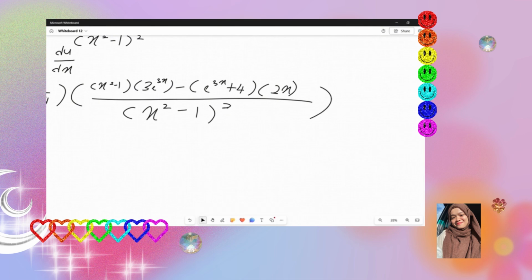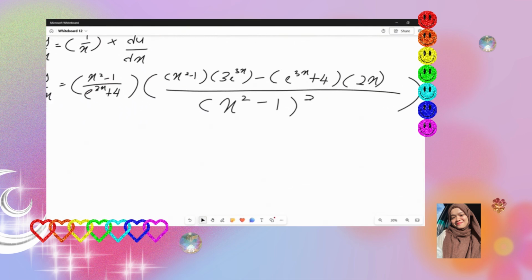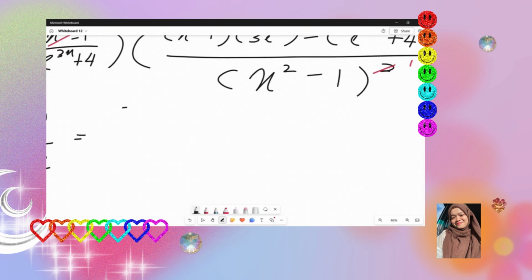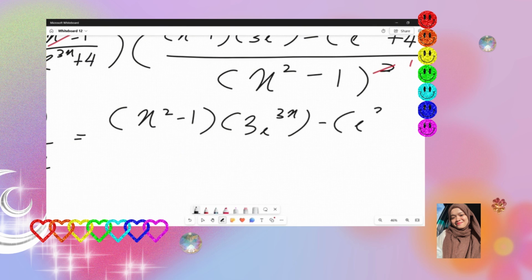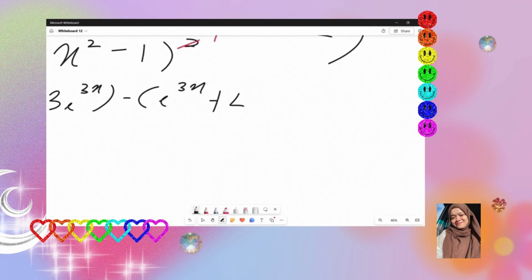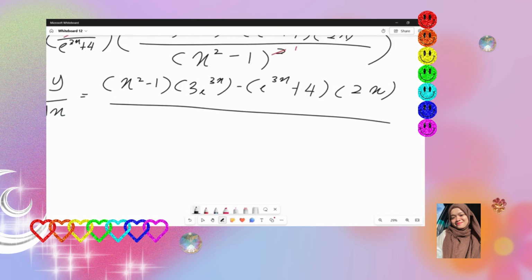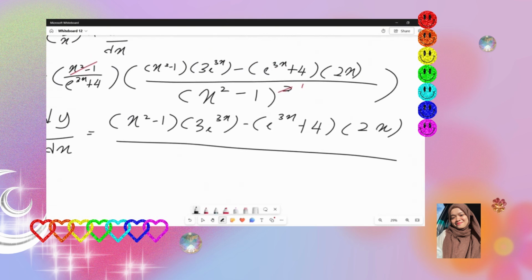After that we need to cancel x squared minus 1 because it's the same term. So this one will become 0 and this one we have 1 here. Now this is the final answer, so we just write the equation back. dy over dx is equal to (x squared minus 1) times open bracket 3e to the power of 3x minus (e to the power of 3x plus 4) multiplied by 2x. We write the e to the power of 3x plus 4 again, because we didn't cancel it before, so we write it back.